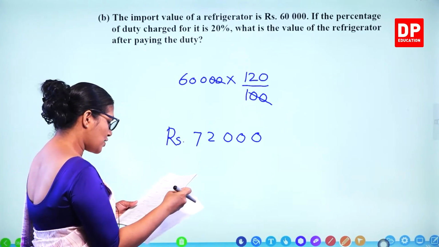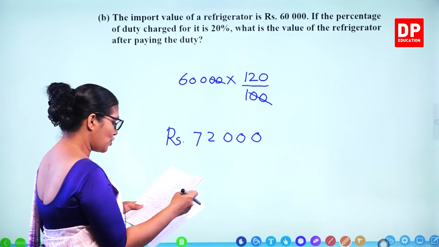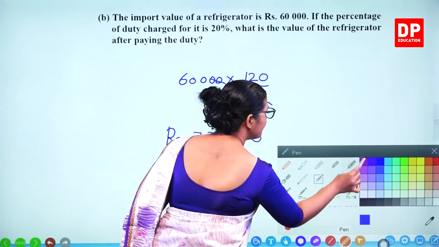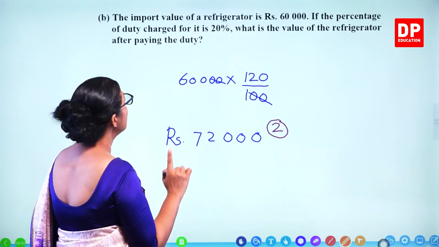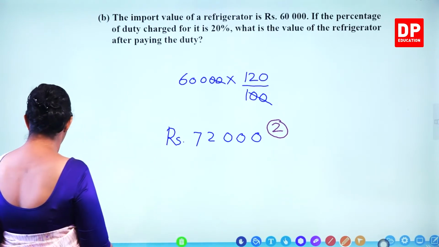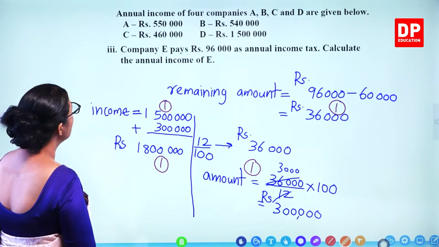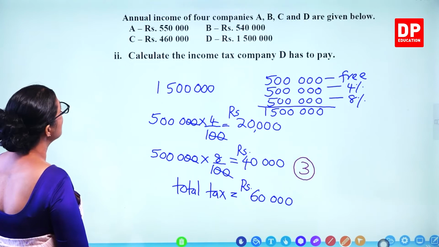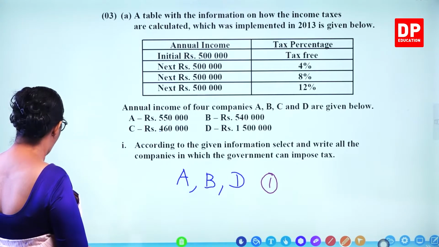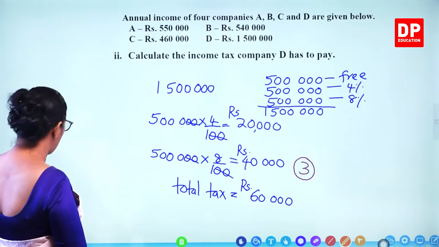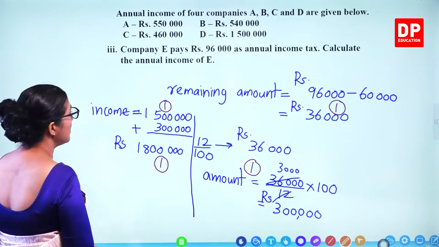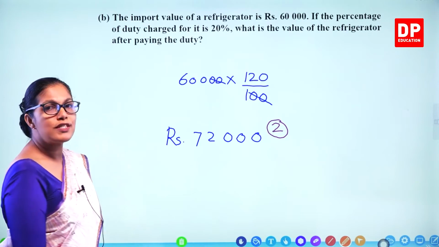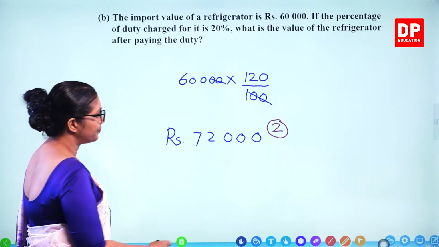So how many marks for that? 2 marks. So let's see whether you get all marks. This one we started with 1, 2, 3, 4, 5, 6, 7, 8, 9, 10. So 10 marks for this question.